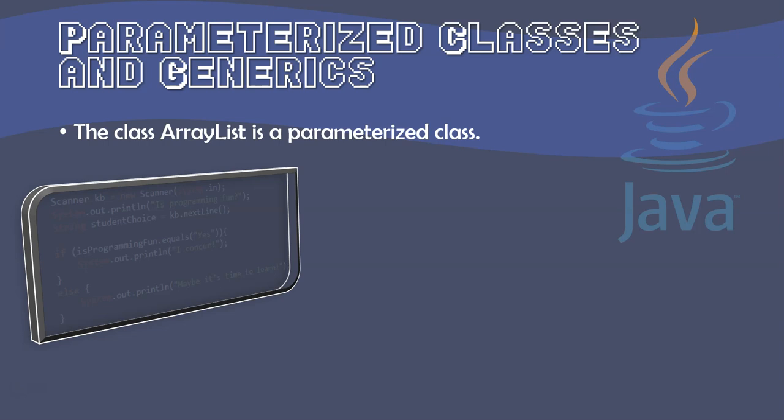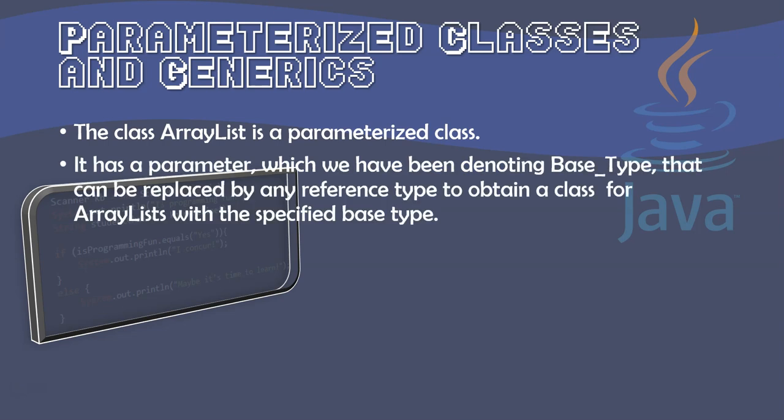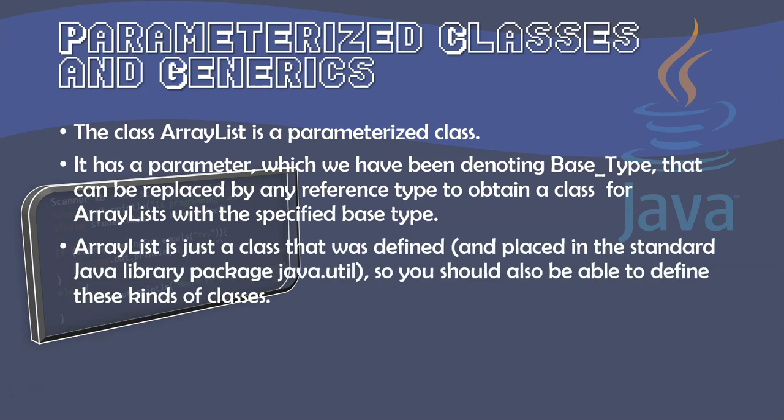The ArrayList class is what is typically known as a parameterized class. It has a parameter, which we've been denoting as base_type, that can be replaced with any reference type to create a class for ArrayList with specified types, such as we looked at. It could be a class type, a string type, or a wrapper class such as Integer. ArrayList is simply a class that was defined and placed within the standard Java library package java.util. So you should be able to define these types of classes and their similar structures.